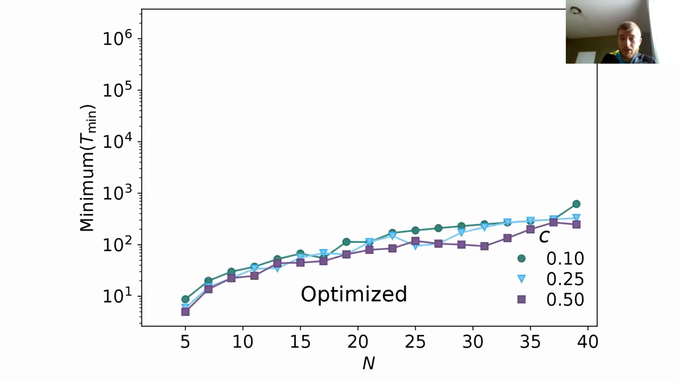Okay, so I'll start with the main results for these minimum annealing times. Here I've shown you results for different C's. Again, these C's are how tight our tolerance is to the ground state. So smaller C means we want the energy to be closer and closer to the ground state. And so these are the optimized results.